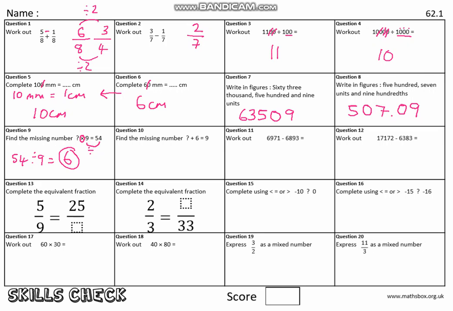But the good news about this one is we can always test it. If I put 6 where the question mark is and times it by 9, then I can test whether I'm correct. And 6 times 9 does indeed equal 54, so I know that I'm correct.